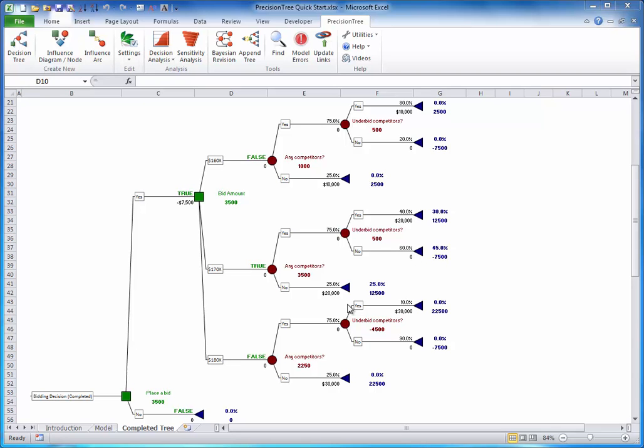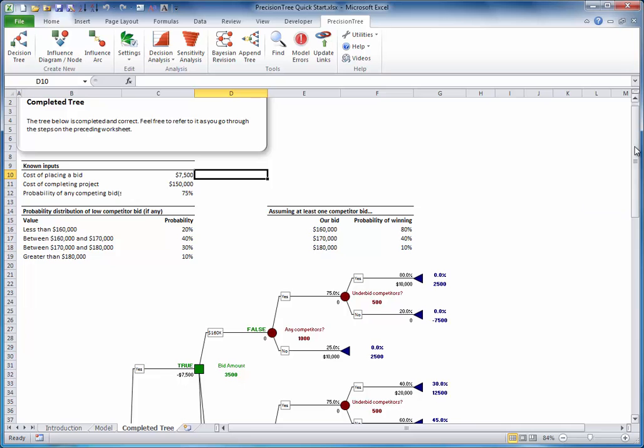Now it's your turn. Stop this video and take a few moments to review the completed decision tree in the spreadsheet. Also, look at the given probabilities in cells C12 and C16 to C19, and check how they lead through Excel formulas to the probabilities of the company winning the bid in cells F16 to F18. You see these latter probabilities in the rightmost branches of the tree.